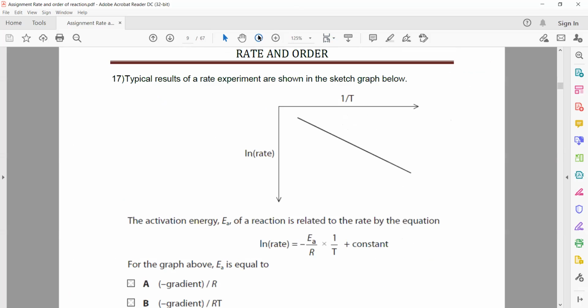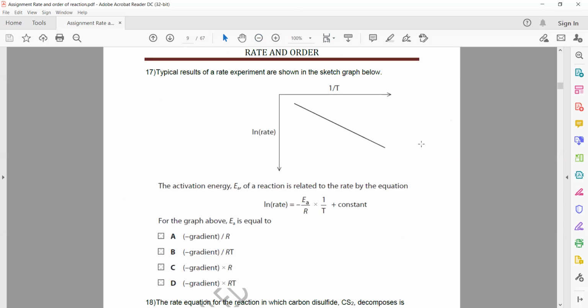The typical result of a rate experiment is shown. The graph is between ln rate and 1 over T. For the graph, how can we get the activation energy, EA? We have this equation of a straight line. We can compare it, y is equal to mx plus c. So on the y-axis we have ln k, on the x-axis we have 1 over T.